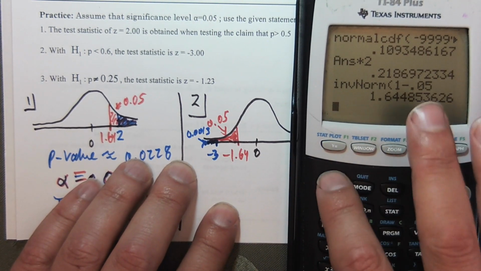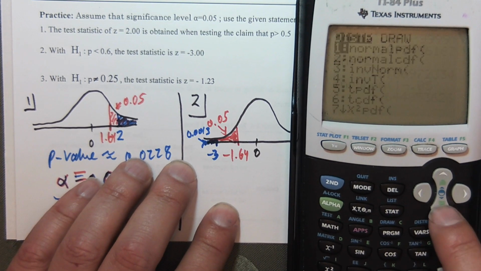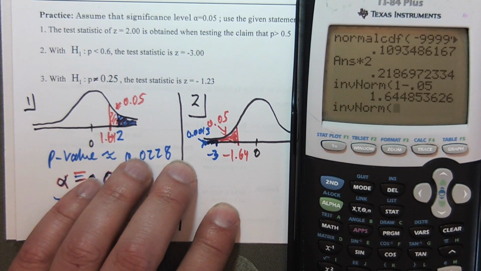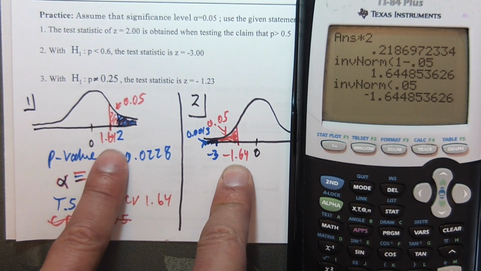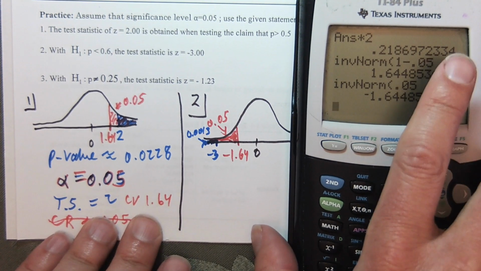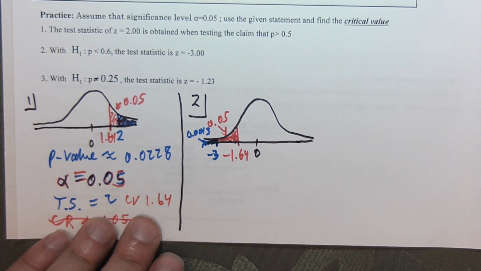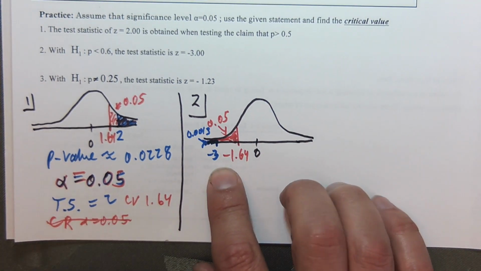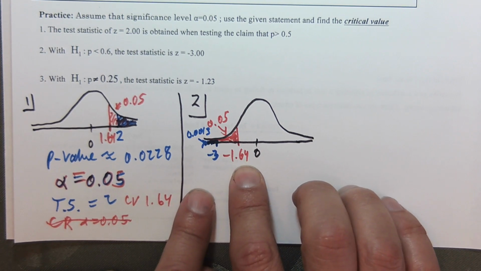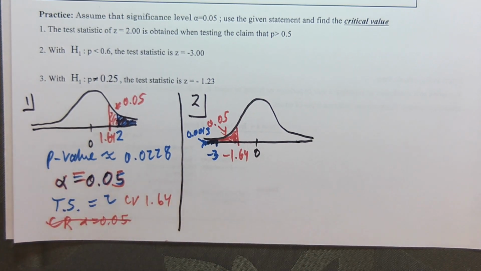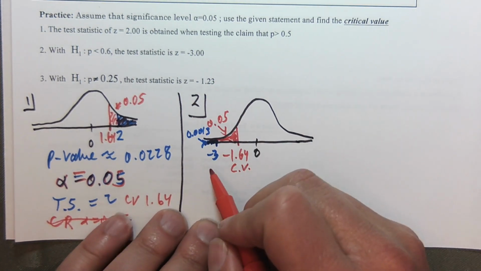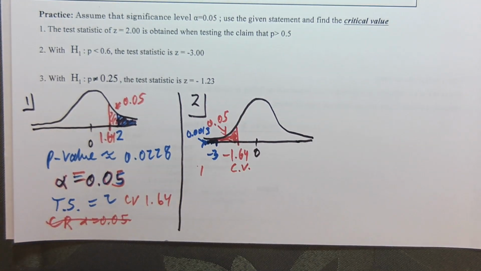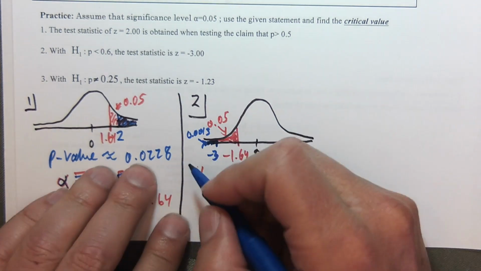So inverse norm of, now remember it's area to the left, so it's just 0.05, and you can see we end up with the same negative value that we did here. So now we have area compared to area, or the test statistic compared to the critical value. So once again, this is the critical value set by alpha, and this is the test statistic. I should use the blue to be consistent.